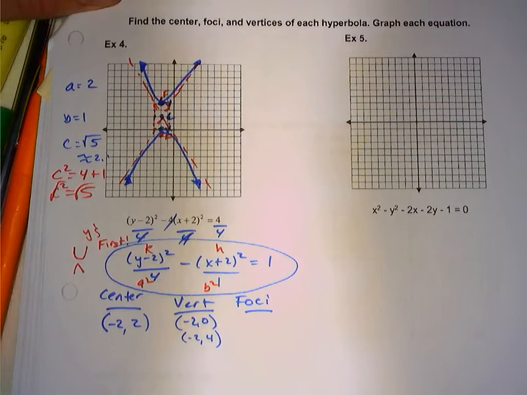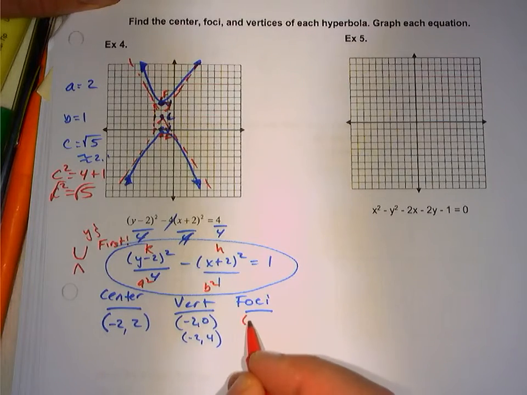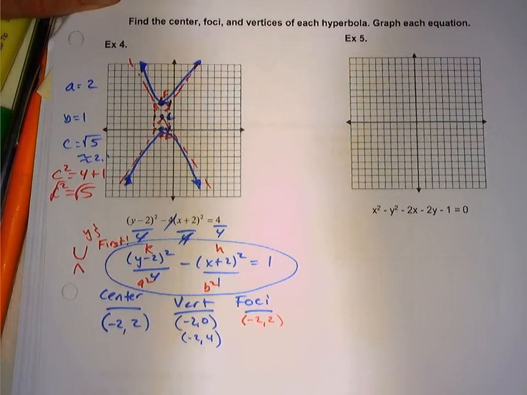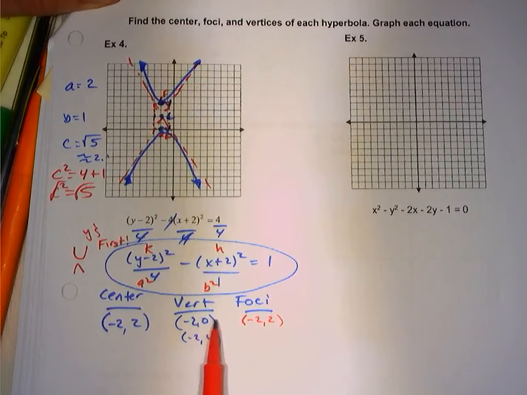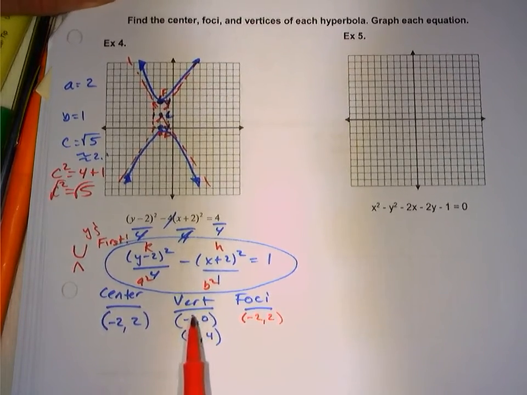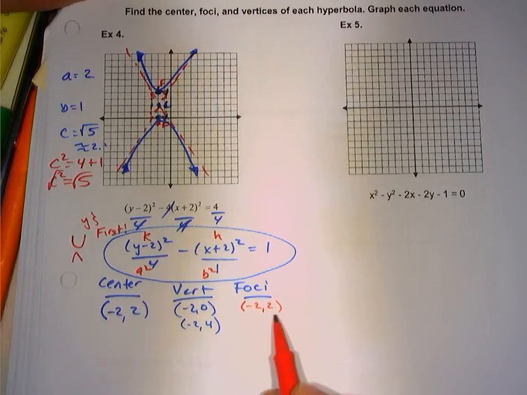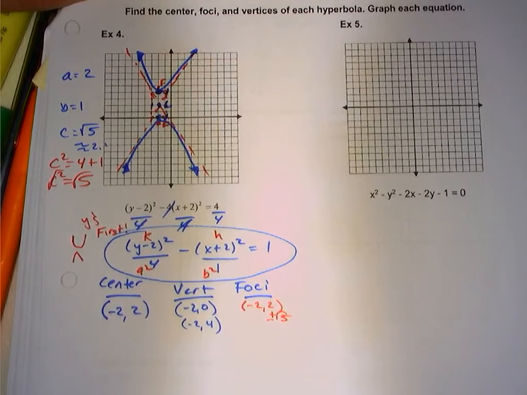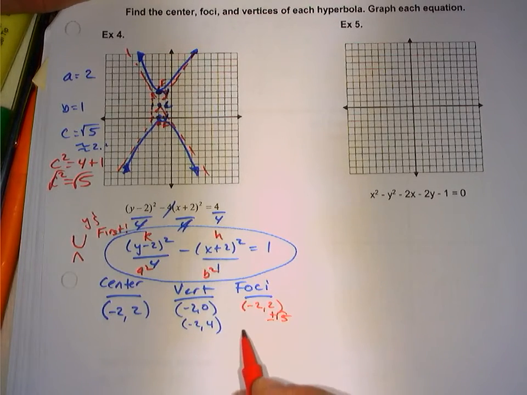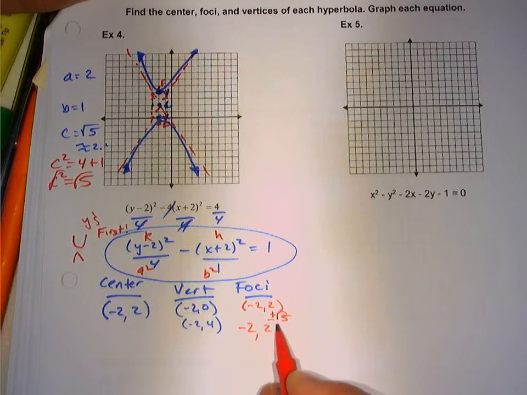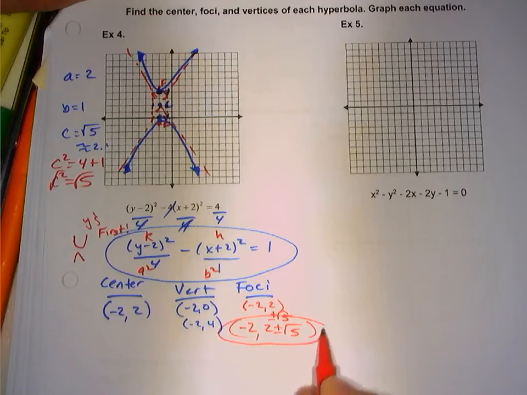Now, how do you write that? I'm at my center, -2, 2. I always look to see what just changed with my vertices. The x's stayed the same, it's the y's that changed. So that's what I add and subtract to. So I take that C value and add and subtract to the center's K value. So my final answer is -2, 2 plus or minus root 5. That's what I'm looking for.